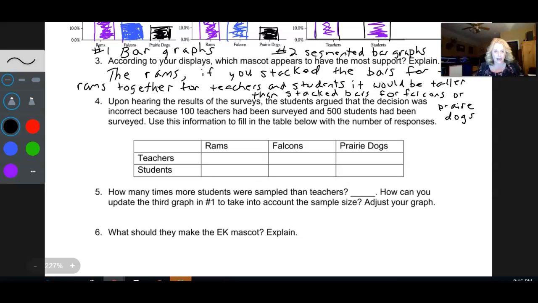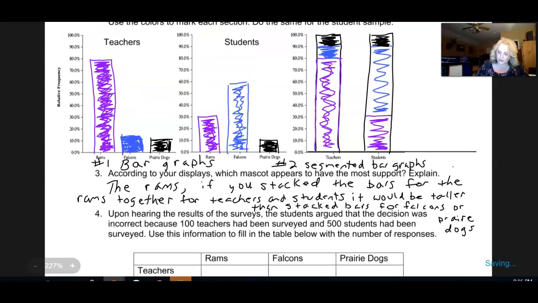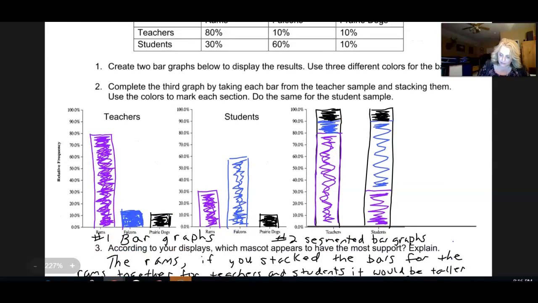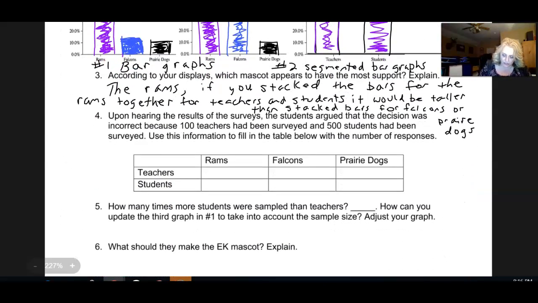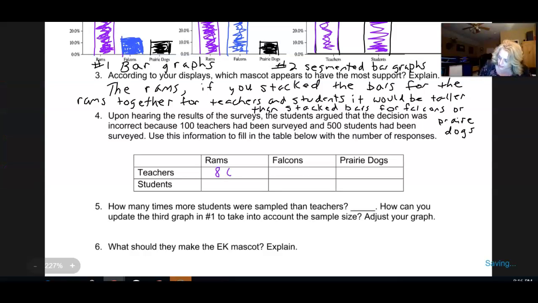So if we go back up to this, let me scroll up so you can see it. Okay, let me scroll back up. So when you look at the teachers, it was 80% of 100, right? Which means there were 80 of them. And then 10 of them said Falcons and 10 of them said prairie dogs. So that's 80, 10, 10. So let's write that in for the teachers. Okay. So 80, 10, 10.